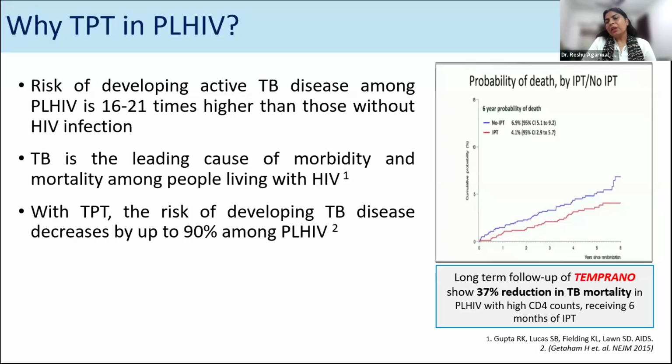There is enough evidence to show that with TPT, the incidence or the morbidity related to TB reduces by up to 90%. The major trial, the Temprano trial, which led to the introduction of TPT for PLHIV, showed almost a 37% reduction in TB-related mortality when it is given to PLHIV. These were the evidence which led to the introduction of TPT in the national program.